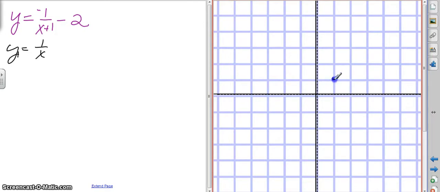I would have (1, 1), (1 half, 2), (2, 1 half). So this will give me a basic idea of what the two branches look like. I also have (negative 1, negative 1), (negative 2, negative 1 half), and (negative 1 half, negative 2).